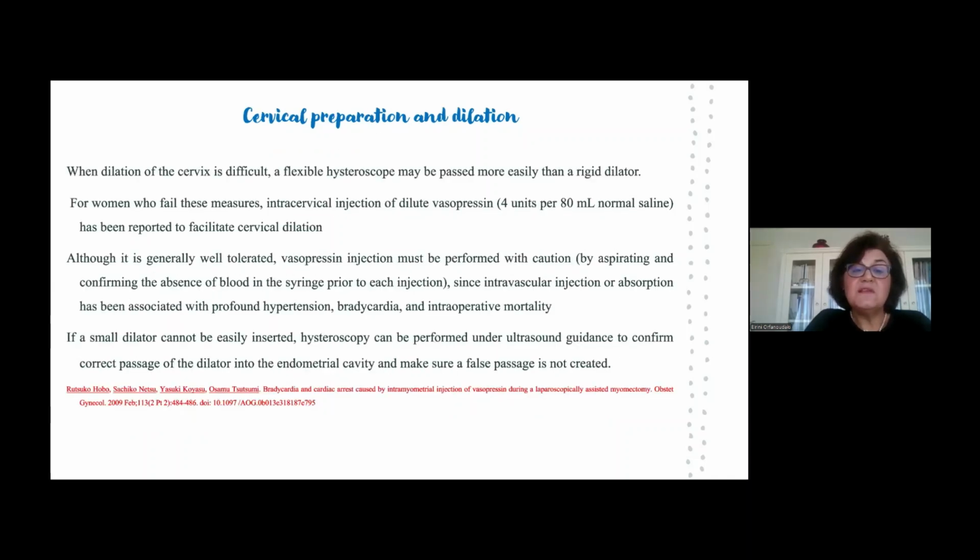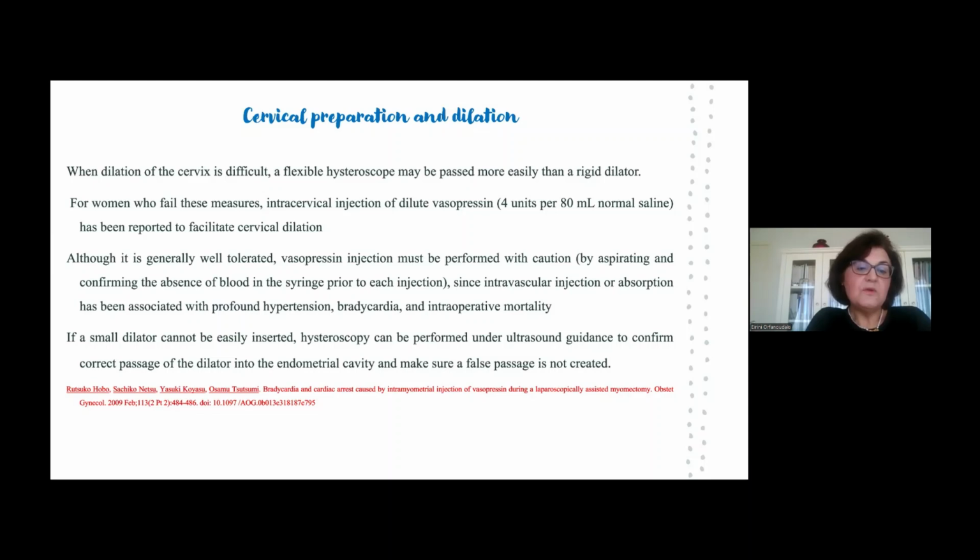When dilation of the cervix is difficult, a flexible hysteroscope may be passed more easily than a rigid dilator. For women who fail these measures, intracervical injection of dilute vasopressin, 4 units per 80 ml normal saline, has been reported to facilitate cervical dilation. Although generally well tolerated, vasopressin injection must be performed with caution, since intravascular injection has been associated with profound hypertension, bradycardia, and intraoperative mortality.